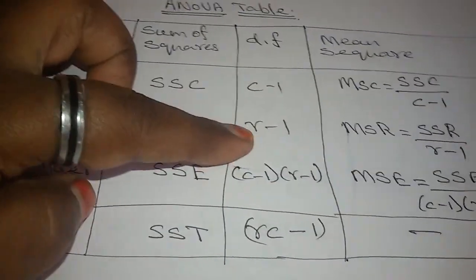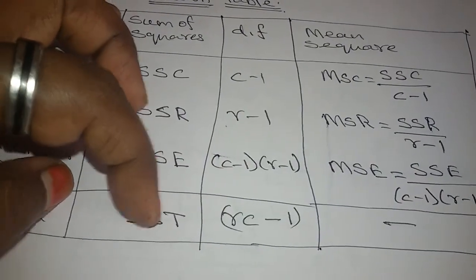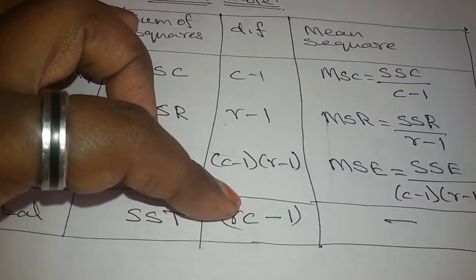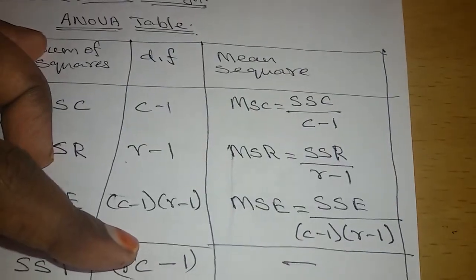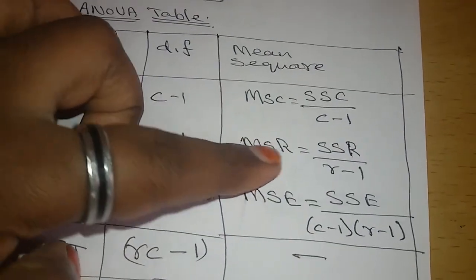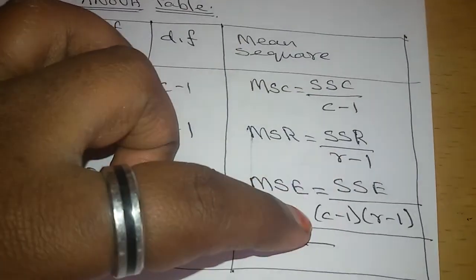Degrees of freedom: C minus 1, R minus 1, and C minus 1 into R minus 1. The total degrees of freedom is R into C minus 1. Now the mean square: MSC value is SSC divided by C minus 1, MSR equal to SSR divided by R minus 1, MSE equal to SSE divided by C minus 1 into R minus 1.